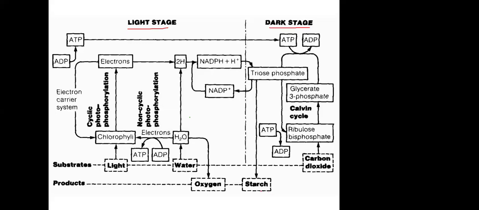So from the light stage, we have oxygen as a product, although we would better call it a byproduct rather than just calling it a product, because most of it diffuses out of the plant anyway. And that's how we are able to enjoy the oxygen that we have around us.